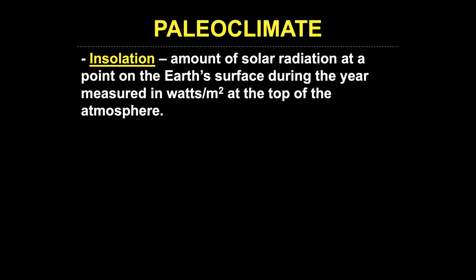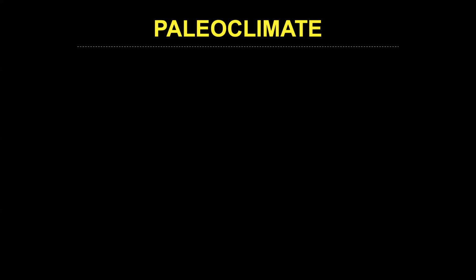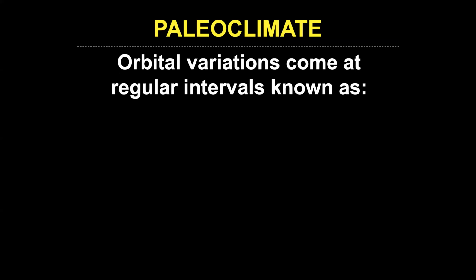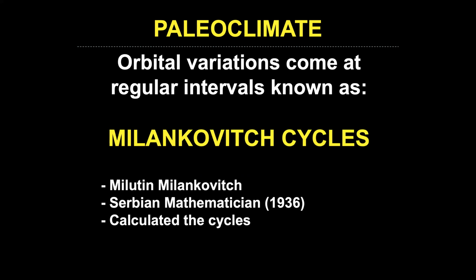Paleoclimate deals with insolation. Remember, that's an acronym for incoming solar radiation, and we really care about the amount of energy that any point on Earth receives during the year, measured in watts per meter squared at the top of the atmosphere. So orbital variations come at regular intervals known as Milankovitch cycles. This is significant because humans have no impact on this, although humans would be affected by it. Milutin Milankovitch was a Serbian mathematician, and he calculated these cycles, a brilliant man.